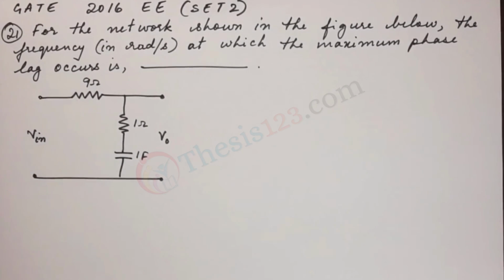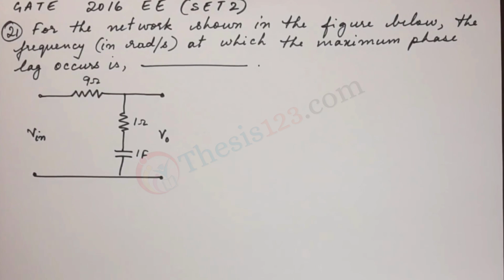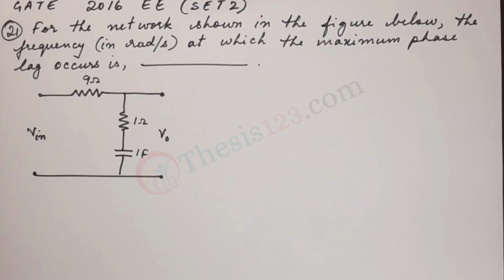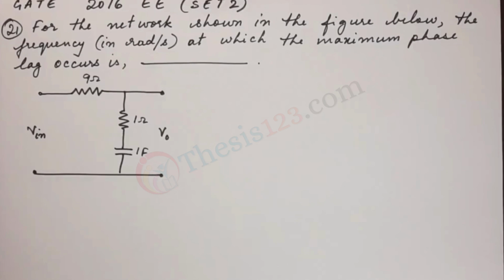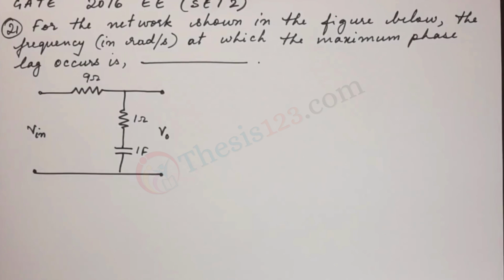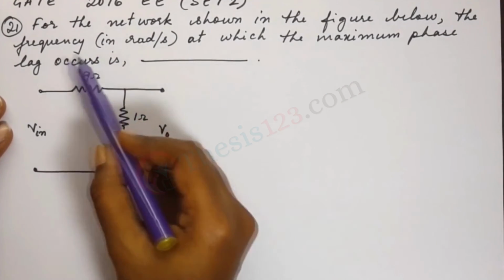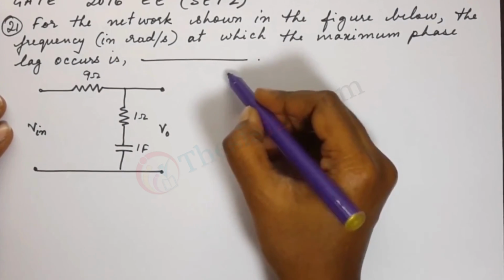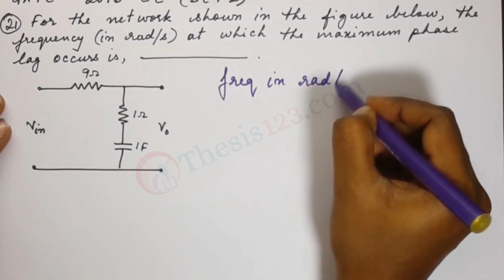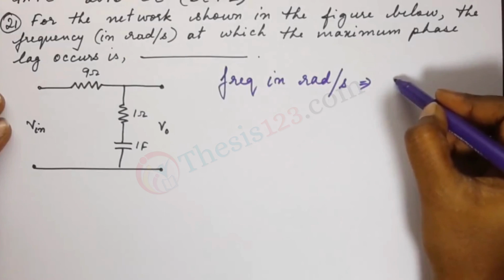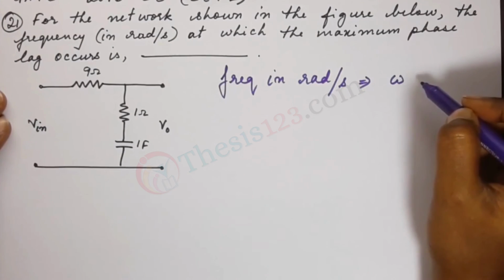Here's the next question, number 21. For the network shown in the figure below, the frequency in radians per second at which the maximum phase lag occurs is dash. Okay, so here we have been given a circuit, a network, and we have been asked for the frequency in radians per second. So frequency in radians per second is the angular frequency omega. So we need to find out the angular frequency omega.